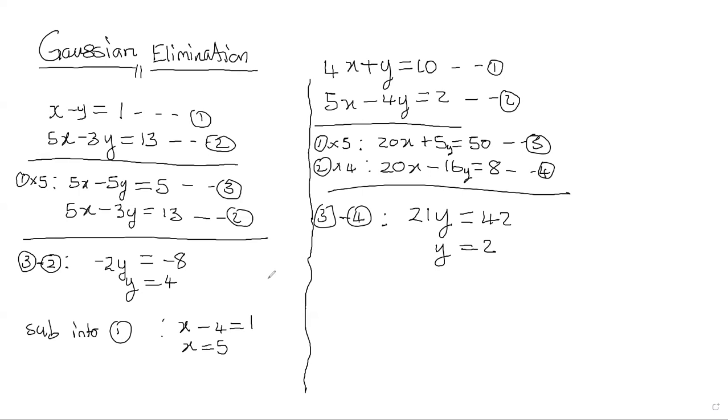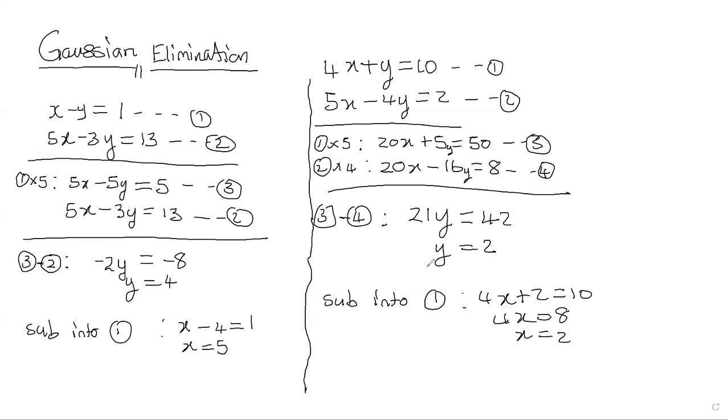Then we can sub into 1. If we sub into 1, we're going to get 4x plus 2 is equal to 10. 4x is equal to 8, and then x would be equal to 2, right?